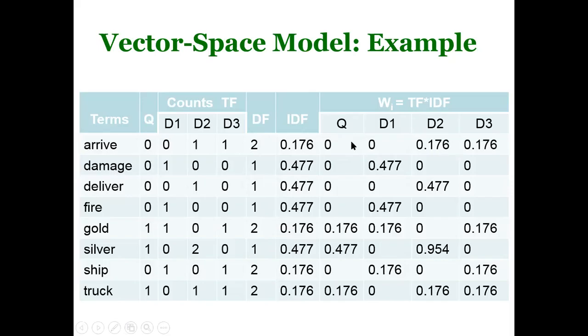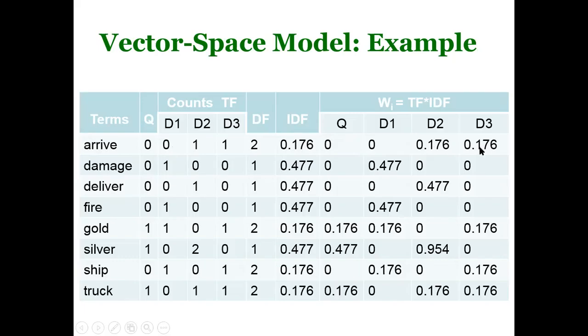That means what? In the query, we have TF 0, 0 times IDF 0.176 is 0. In document 1, we have 0 TF multiplied with IDF, again 0. But in document 2, TF is 1. 1 times IDF 0.176 will give you 0.176. In document 3, TF is 1, IDF is 0.176. TF-IDF of the term arrive in document 3 is 0.176.